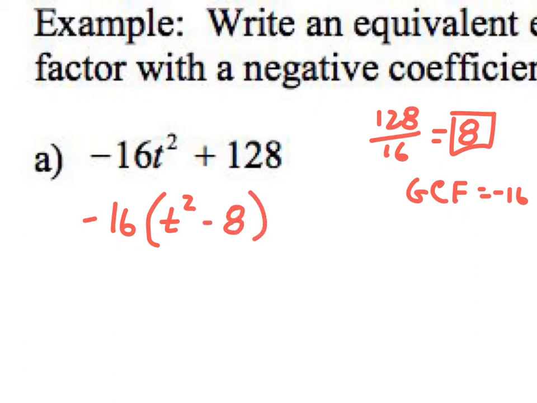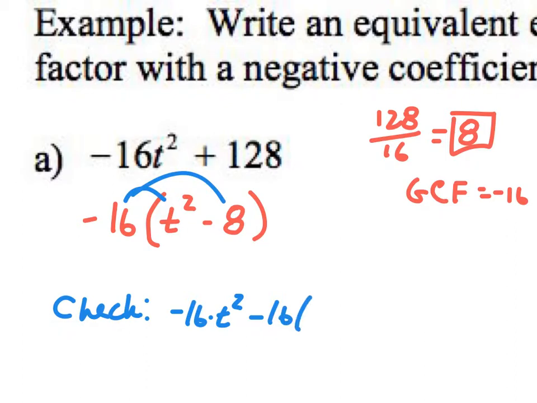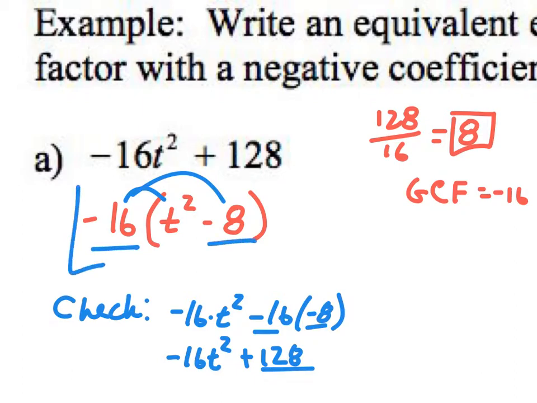And here's why. Because when you factor out a negative, if this leading coefficient here is negative, then you have to be left with a negative, okay? This is one where you kind of want to check yourself so we don't make sign errors. If I redistribute the negative 16, it's going to give me negative 16 times t squared, and then negative 16 times negative 8. And that would give me negative 16 t squared plus 128, because a negative times a negative gives me a positive. Okay, so when you factor out a negative, you got to be left with a negative. Okay, here's your answer for that.